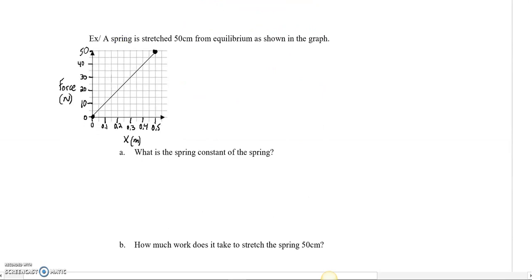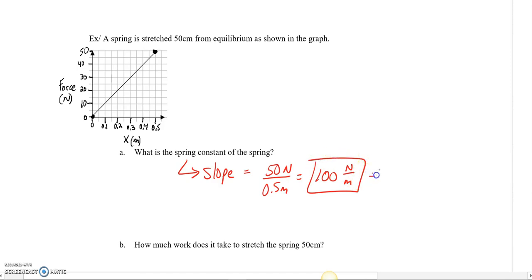A spring is stretched 50 centimeters from equilibrium as shown in the graph. We've got a force displacement graph. What is the spring constant of this spring? So first of all, you need to understand that the spring constant on one of these graphs is the slope. So rise over run, if we pick 0, 0, and then 0.5, 50, the slope would be rising 50 newtons over the course of 0.5 meters, which gives you a spring constant of 100 newtons per meter. That's our K value.